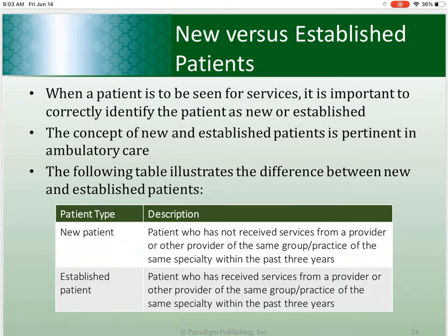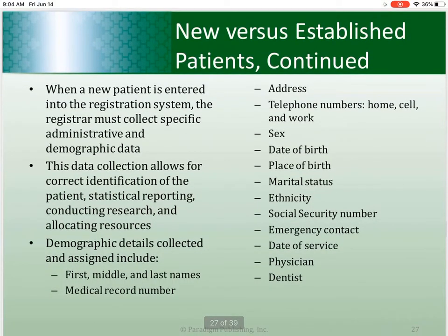So to add a new patient to the system, the registrar must collect administrative information, including demographics used to identify the patient, report statistics, conduct research, and allocate resources. Demographic information gathered is going to include first, middle, and last names, their medical record number, address, telephone numbers, home, work, and cell, sex, date of birth, place of birth, marital status, ethnicity, social security number, emergency contact, date of service, physician, and their dentist.